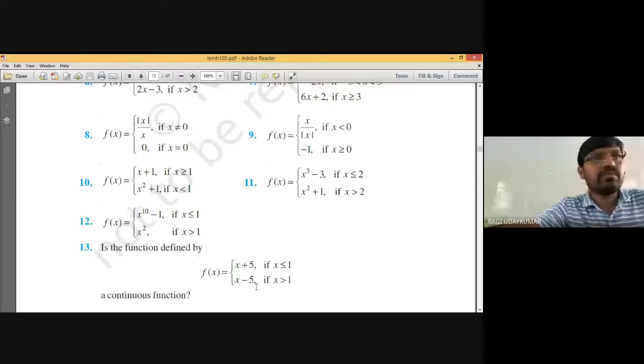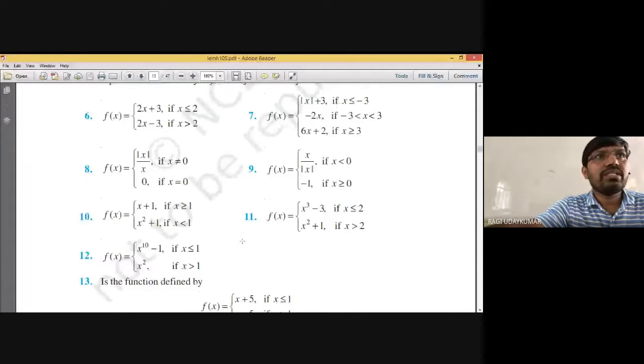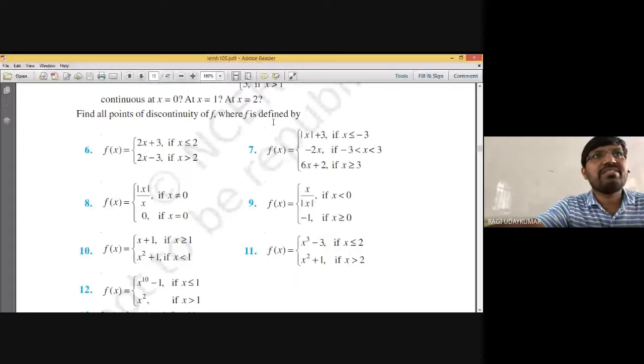Is the presentation visible to you? So this question, f of x is equal to mod x by x if x is not equal to 0, and it is equal to 0 if x is 0. So at the point 0, we need to check the discontinuity. For all these problems, the question is to find all the points of discontinuity of f, where f is defined as given. So from the 8th problem onwards, let us discuss now today.